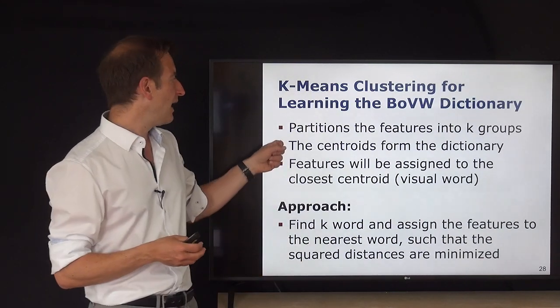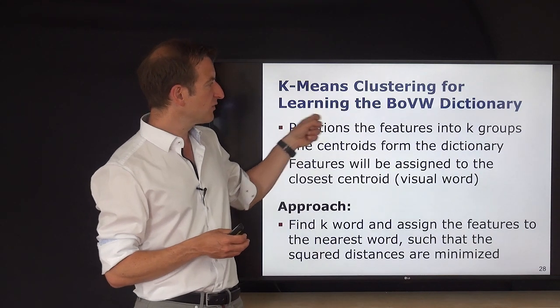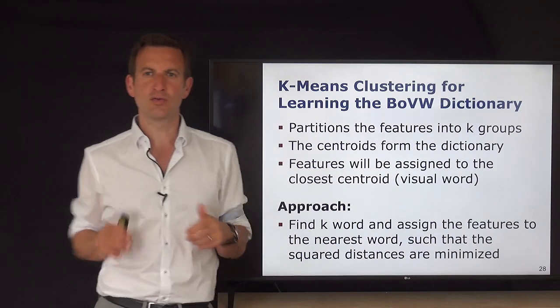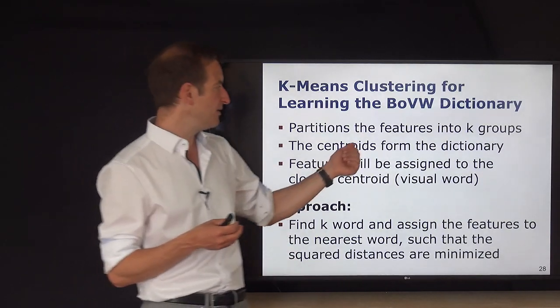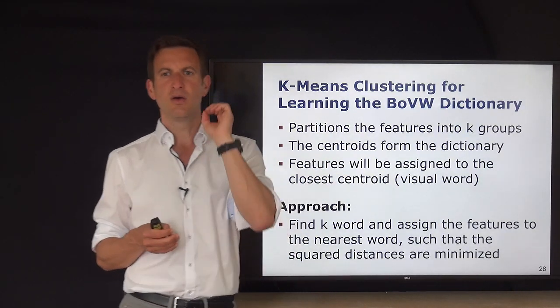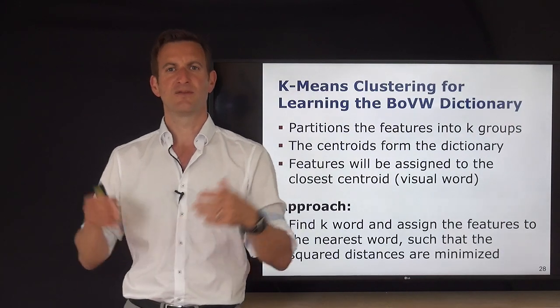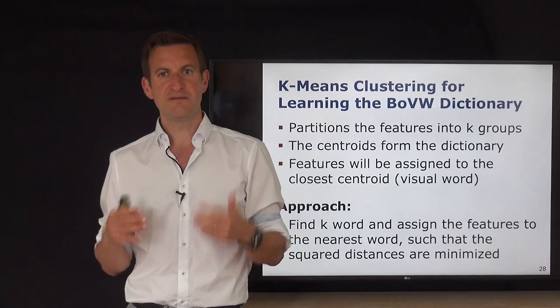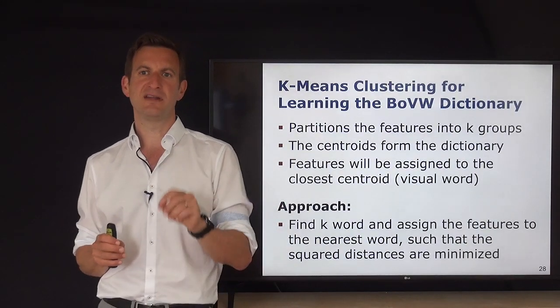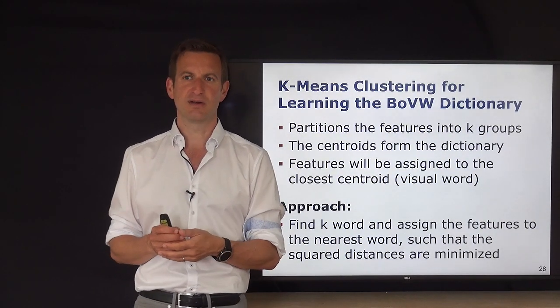And then for all the features which have been grouped together into one group, I compute the mean descriptor value, which will be the centroid. And this centroid will be a visual word in my dictionary. So the output of the k-means algorithm are those centroids, those mean feature descriptors, and they form the individual visual words in my dictionary.